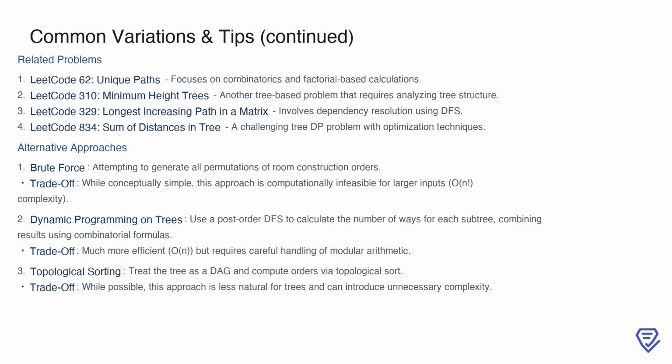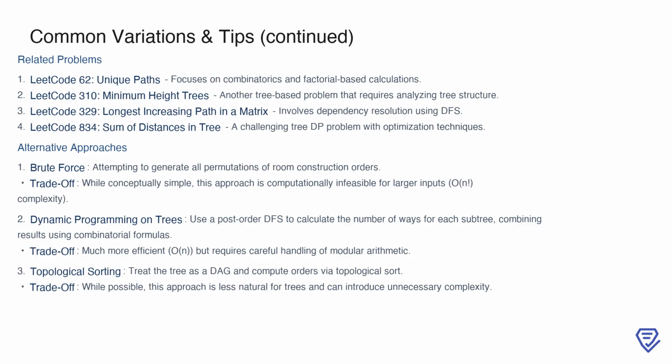When considering alternative approaches, brute force is often the most intuitive starting point, as it directly generates all possible permutations of room construction orders. However, its factorial time complexity makes it impractical for larger inputs. A more efficient method is dynamic programming on trees, where you use a post-order DFS to calculate the number of valid arrangements for each subtree, combining results using combinatorial formulas. This approach runs in linear time but requires careful attention to modular arithmetic.